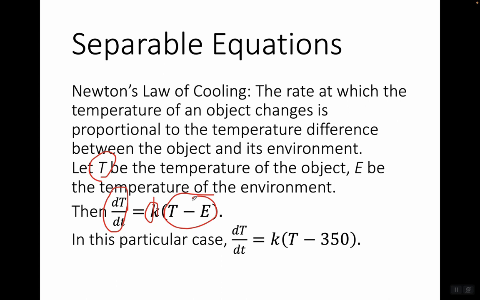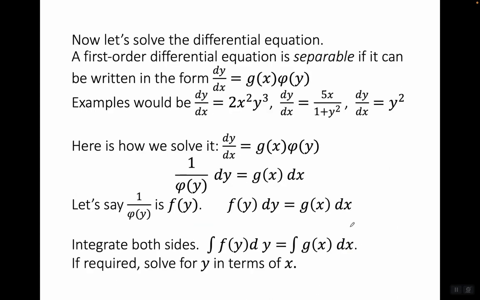In this particular case, since the temperature of the environment is 350 degrees, that's how hot it is in the oven, we have dT/dt equals K times (T minus 350). Now let's solve the differential equation. A first-order differential equation is separable if it can be written in this form: dy/dx equals some function of x times some function of y. We call it separable because then we can separate it into a function of x and a function of y.